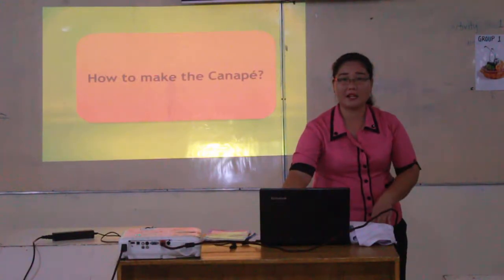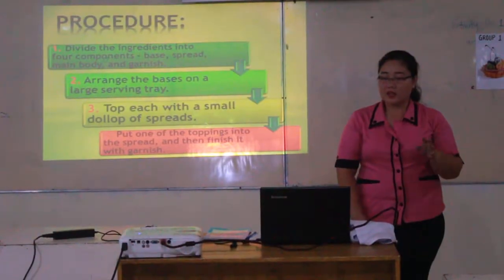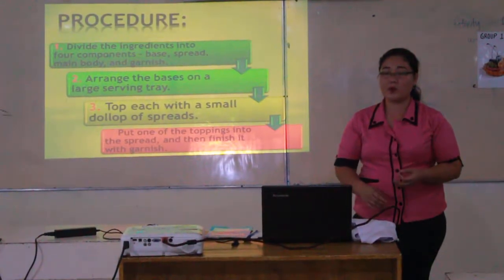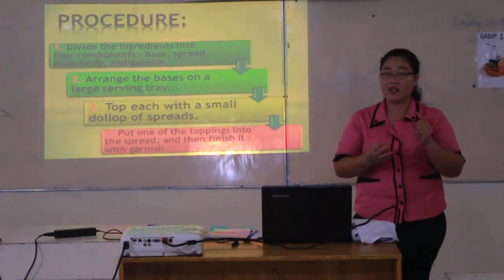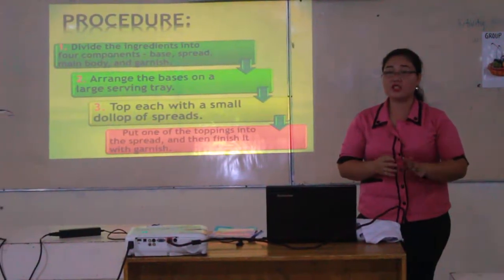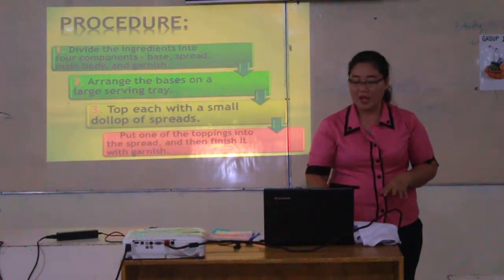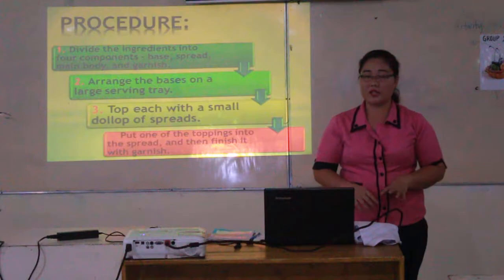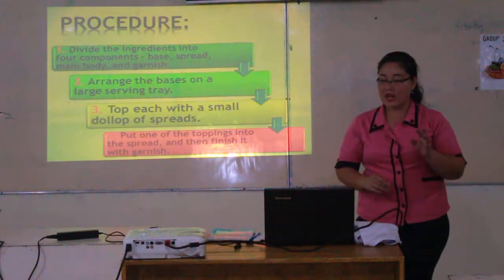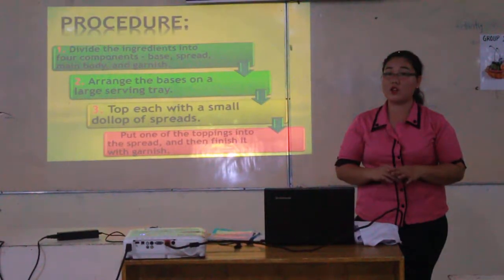So how to make a canapé? Here are the procedures. First, divide the ingredients into four components: the base, the spread, the main body, and the garnish. And then arrange the bases on a large tray or large serving plate. Then third, top each with a small dollop of spread. And last, put one of the toppings onto the spread and then finish it with garnish.